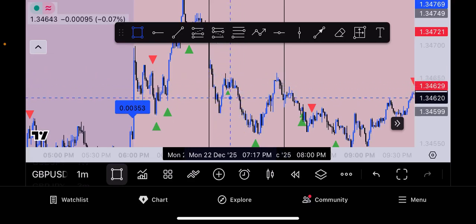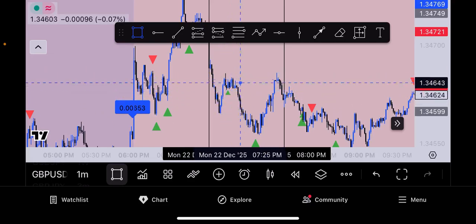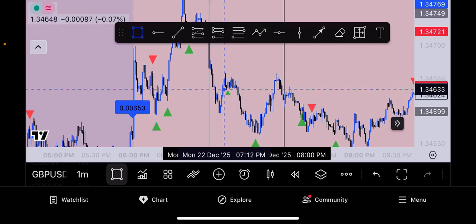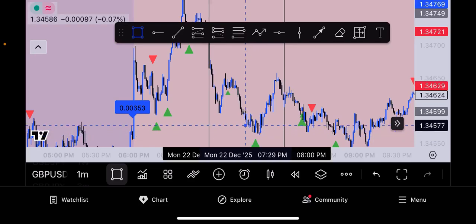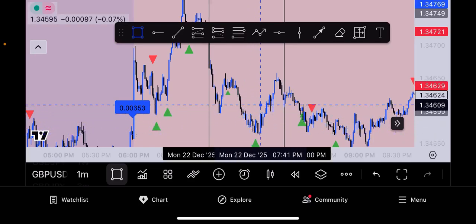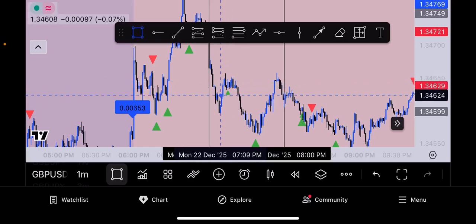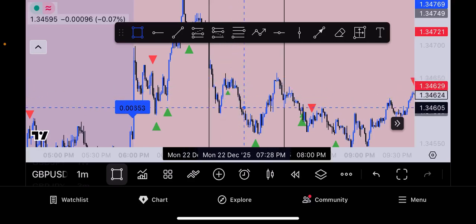Now, the order block is the last bullish candle the price created before this bearish move, which means the last buy candle the price created before it shot downwards.